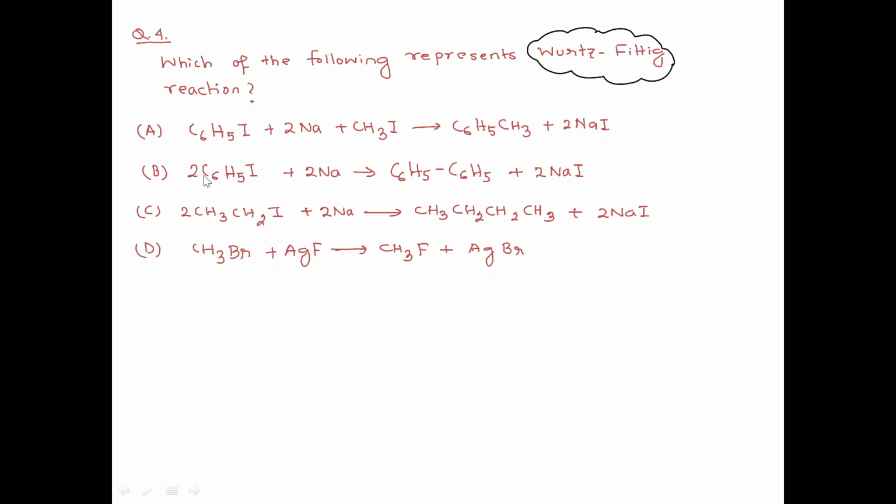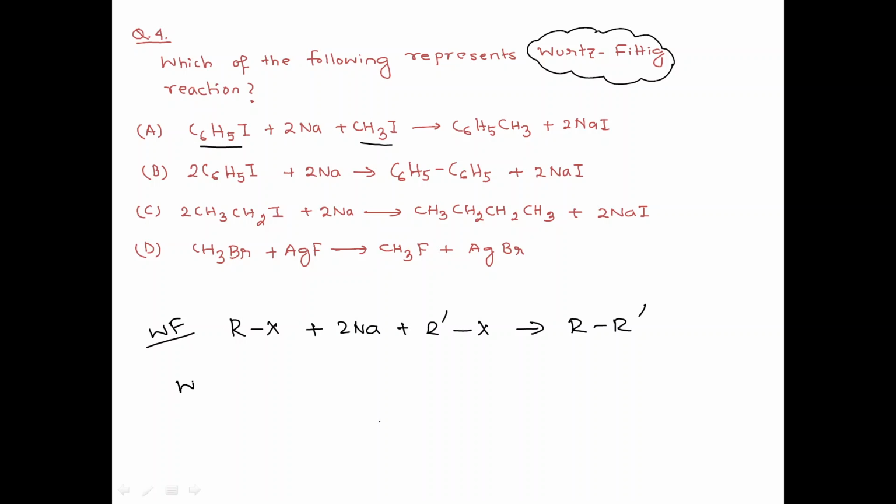So please see here. In these reactions, option A, C6H5I and CH3I, they are different, correct? So they are different and they are attached. For the Wurtz-Fittig reaction the case is RX plus 2Na plus R'X. So R and R' are different, and then it combines to give R–R'. That is the case of Wurtz-Fittig.